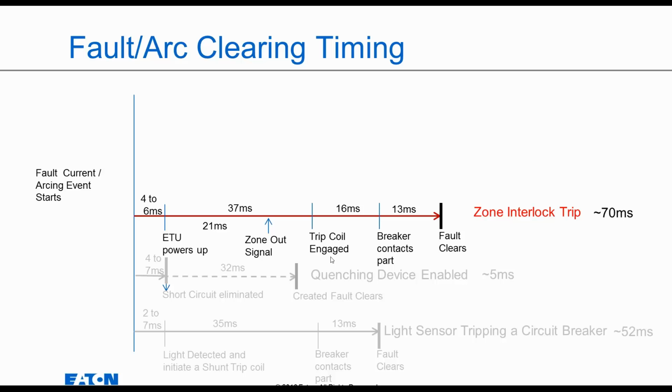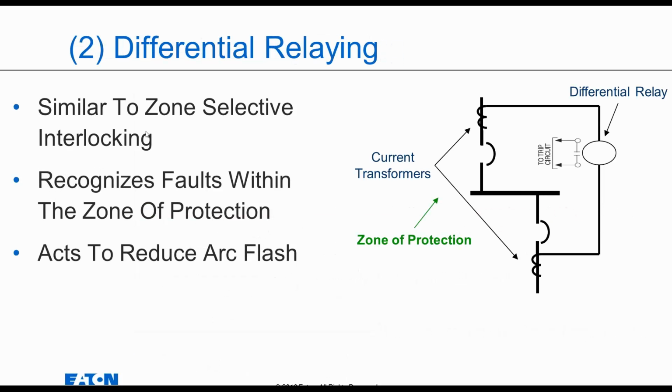So that's for, and these are for low voltage power breakers. If you did this for a molded case breaker, those times would probably be shorter, the molded case breakers being quicker. Differential relays are number 2.